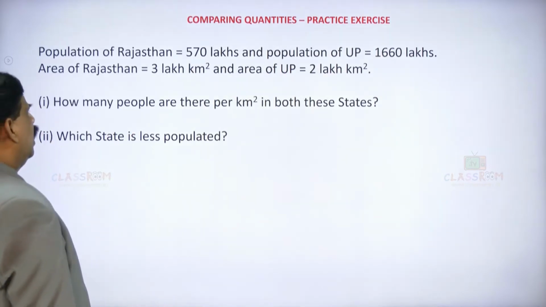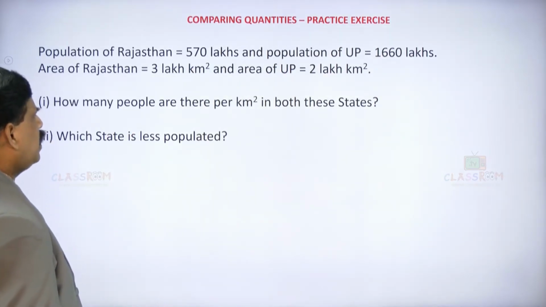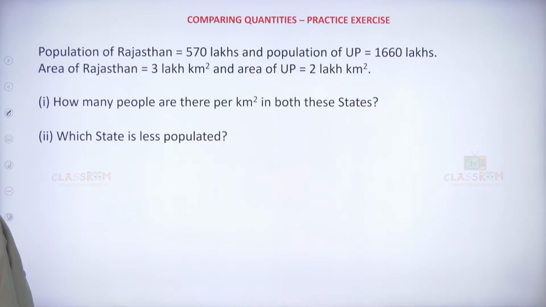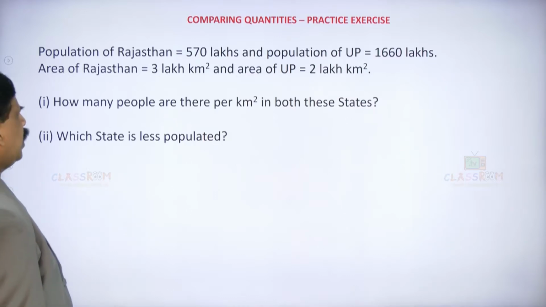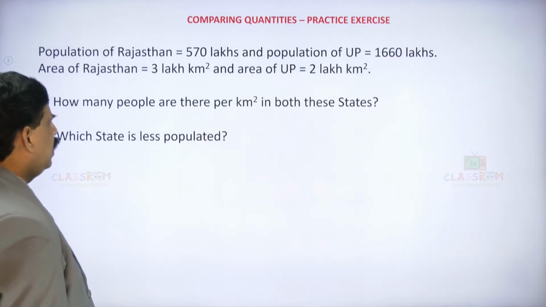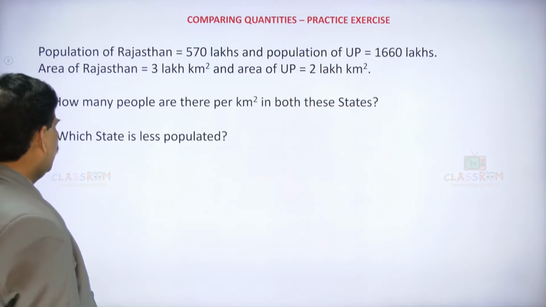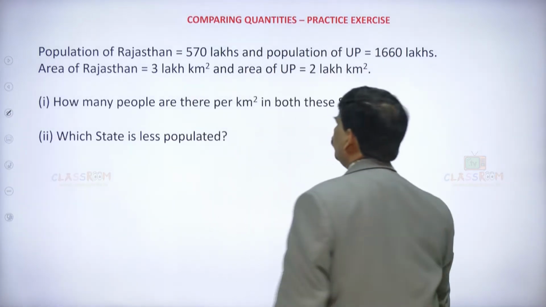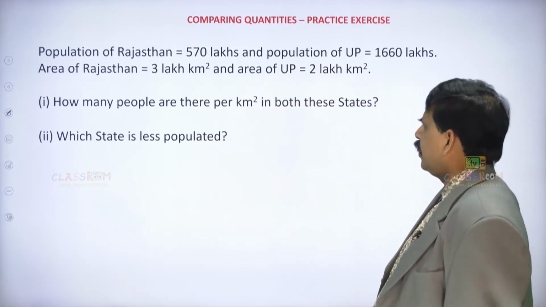Population of Rajasthan is 570 lakhs, and population of UP is 1660 lakhs. Area of Rajasthan is 3 lakh kilometer square, and area of UP is 2 lakh kilometer square. How many people are there per kilometer square in both these states? And which state is less populated? That is the question. Is it clear?